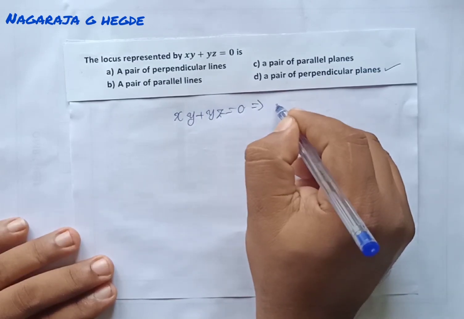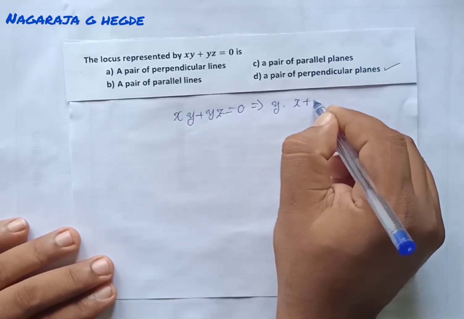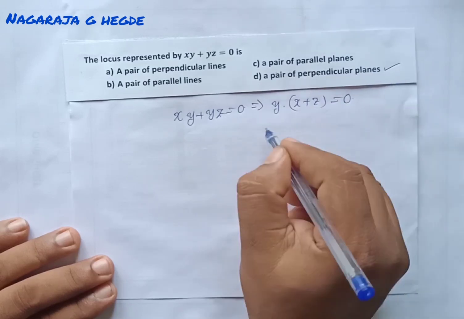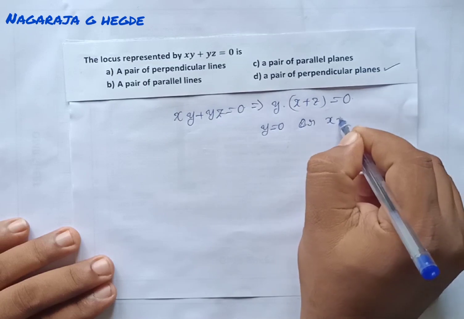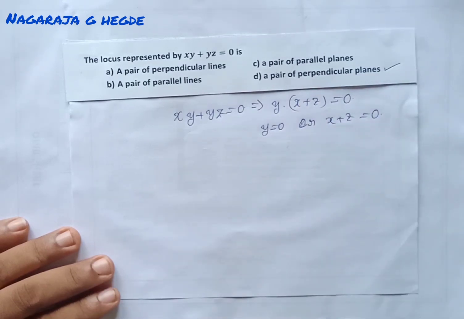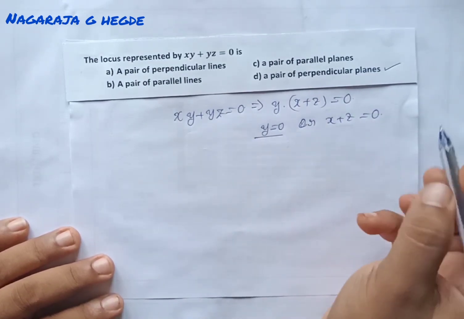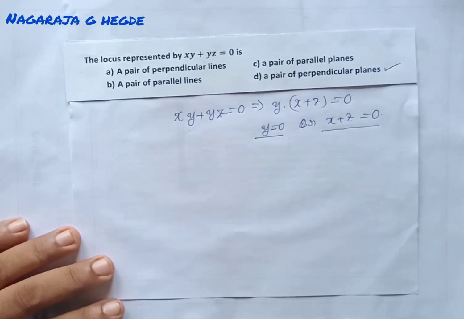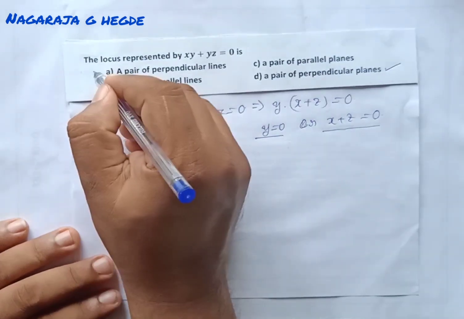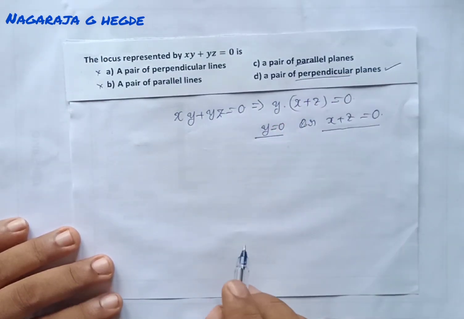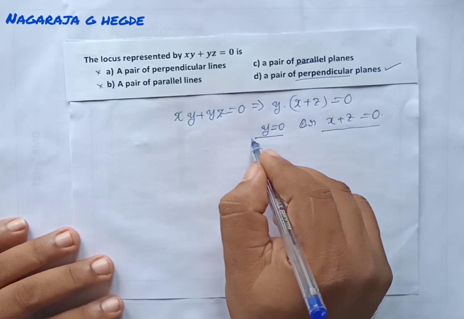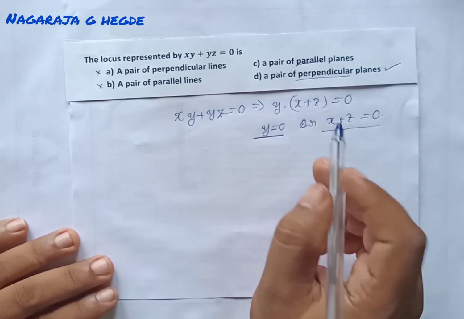If you simplify this, we can write y into (x plus z) equal to 0, which implies either y equal to 0 or x plus z equal to 0. Now y equal to 0 and x plus z equal to 0 both are represented by equations of a plane. So option A and B are not the answer. These two are a pair of planes, whether parallel or perpendicular. To identify that, first find out the corresponding coefficients of x, y, z in both.